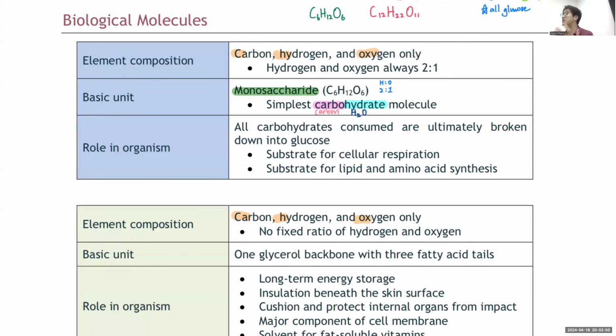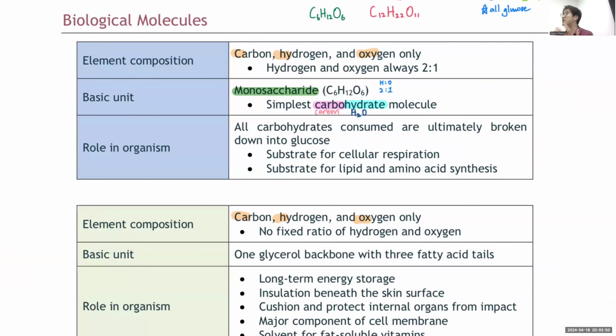Okay. When you see this drawing, you should be thinking of one glycerol backbone bound to 3 fatty acid tails. That is a fat molecule. Okay, the reason why I'm introducing this to you is because if I were to share with you the name, this fat molecule is called a triglyceride.